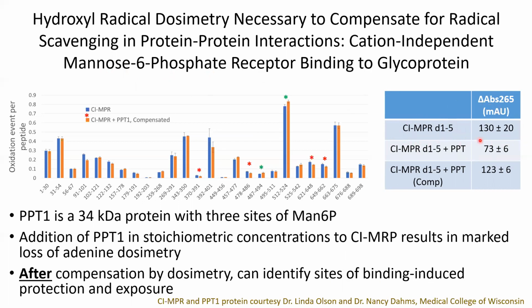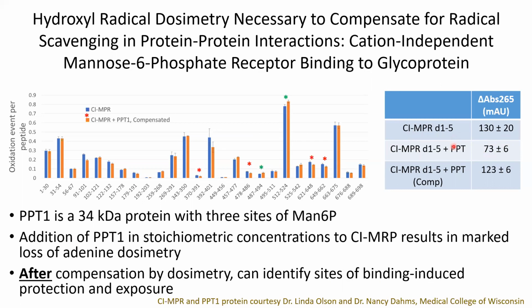And when we look at our radical dosimetry, we very quickly see that there's a problem. If we just look at the CIMPR domain 1 through 5, we get a dosimetry reading of 130 milliabsorbance units. But when we add in our protein binding partner, PPT1, this shifts from 130 milliabsorbance units now to a change of only 73 milliabsorbance units. So we are scavenging an immense amount of our hydroxyl radical, even though we're doing this in the same buffer.